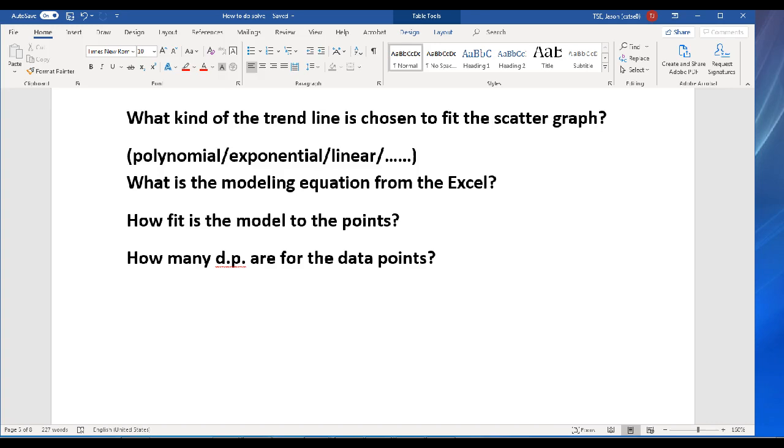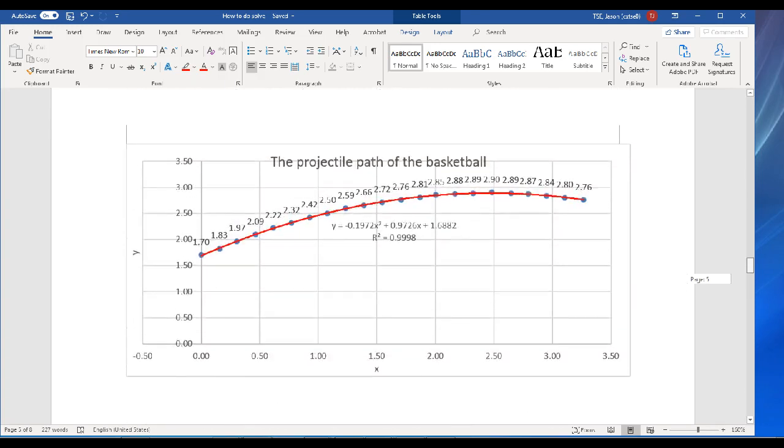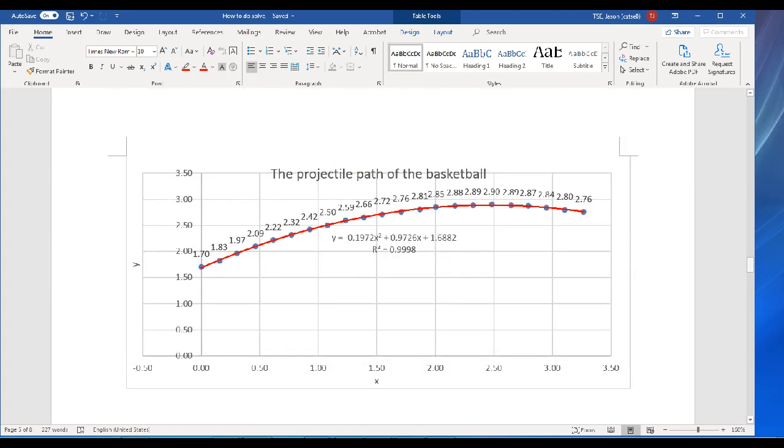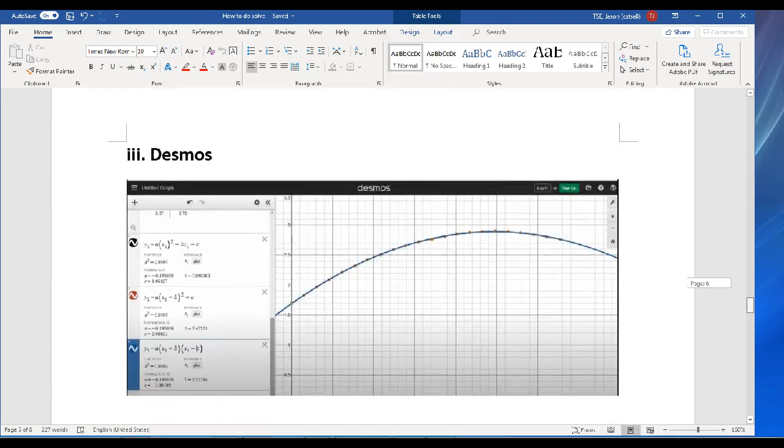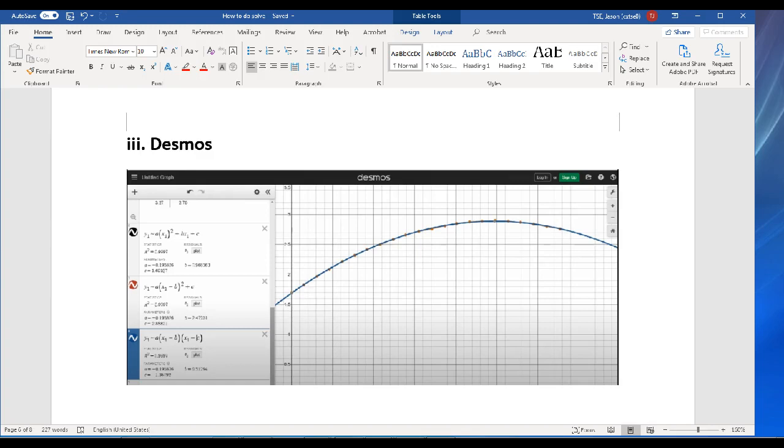Okay, so you need to have certain values. You need to have certain explanation, by using the values. Certain values are given. I don't want to give you all the answers. You need to work that out by yourself. How many decimal points are for the data points? Okay, right.